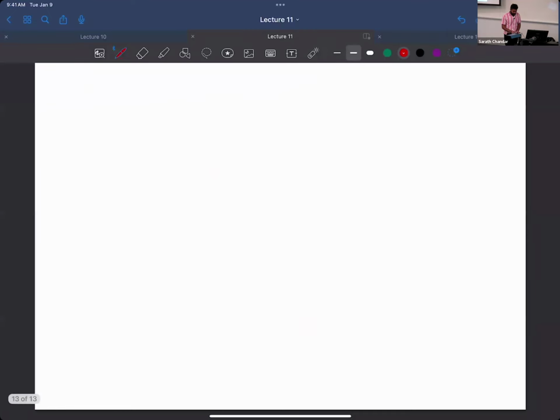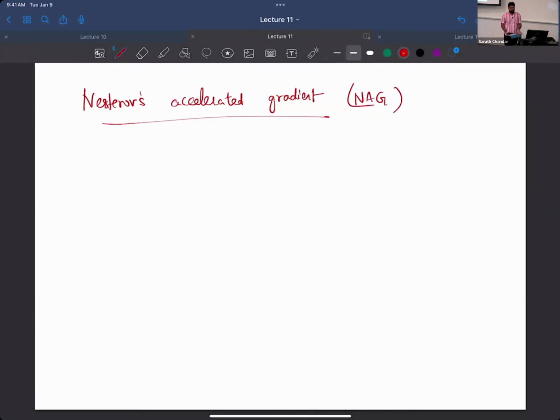Okay, so this is what we are going to do in the second algorithm. We are going to modify the momentum strategy and do a variant where we look ahead before taking steps. This algorithm is called Nesterov's Accelerated Gradient, NAG. Nesterov is one of the pioneers in the field of optimization, and he has done a lot of foundational work. So this is Nesterov's idea, which is basically to look ahead before computing the gradient.